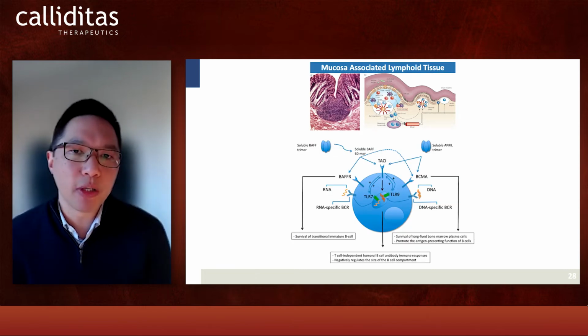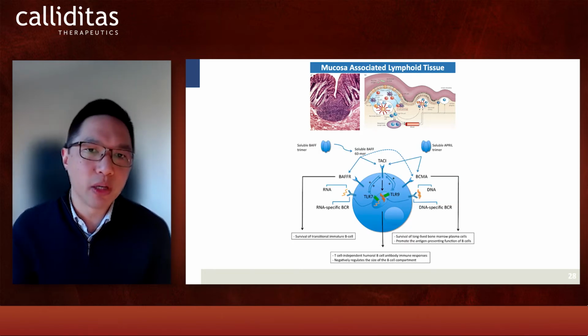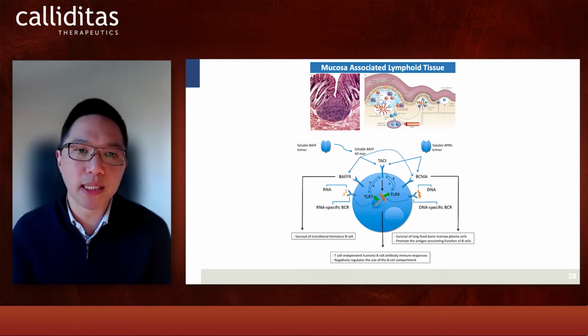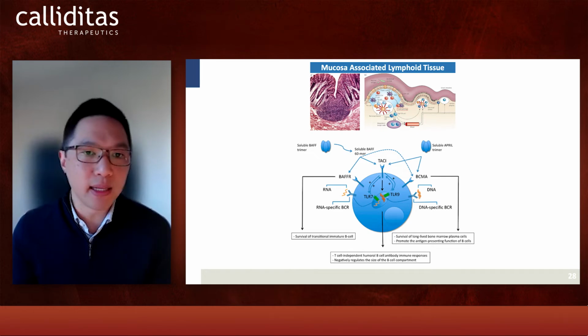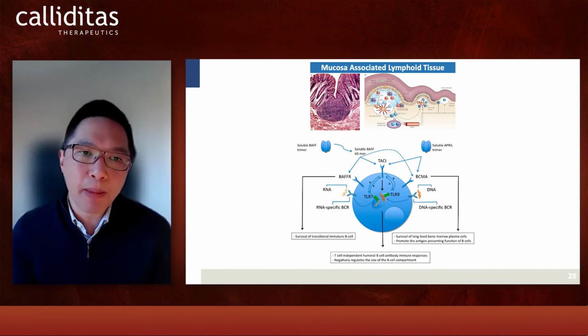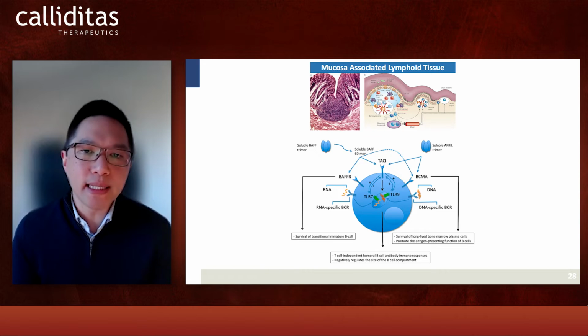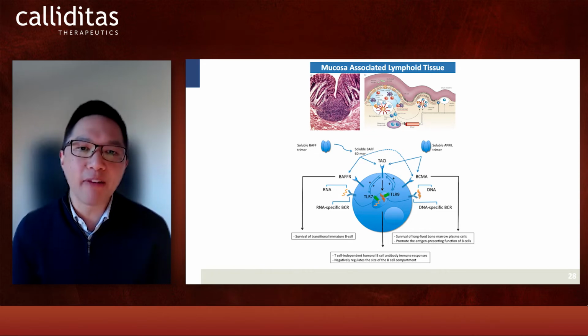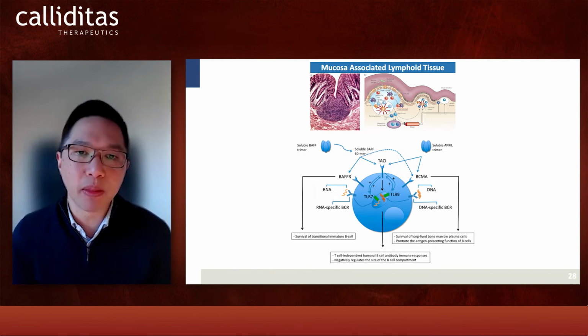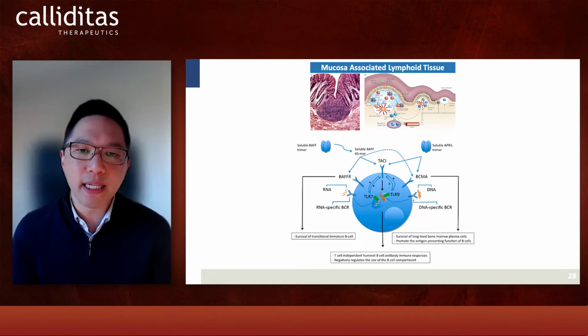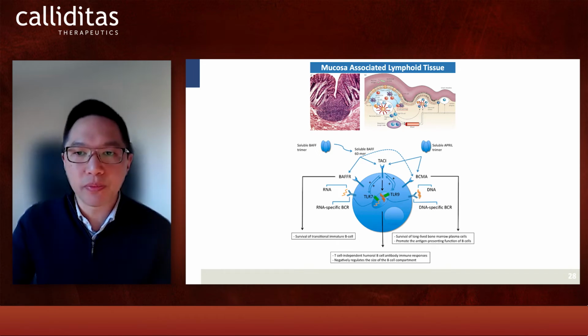We know that this process of class switching of naive B cells into IgA producing cells happens under the influence of T cell dependent and independent means. Two of the key cytokines in driving this are BAFF and APRIL. BAFF and APRIL are both increased in patients with IgA nephropathy, and they work via a series of B cell surface receptors to drive class switch recombination, B cell survival and proliferation.